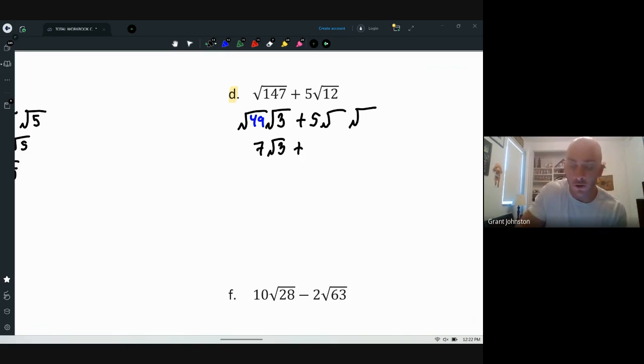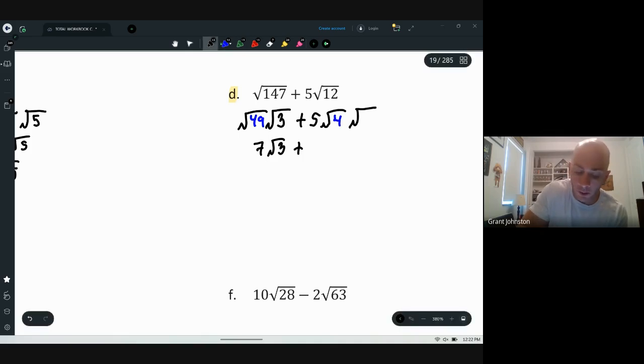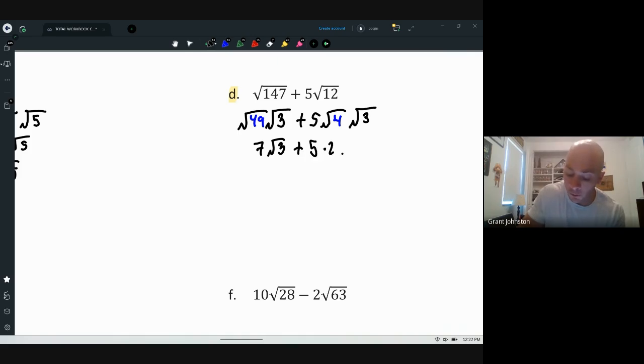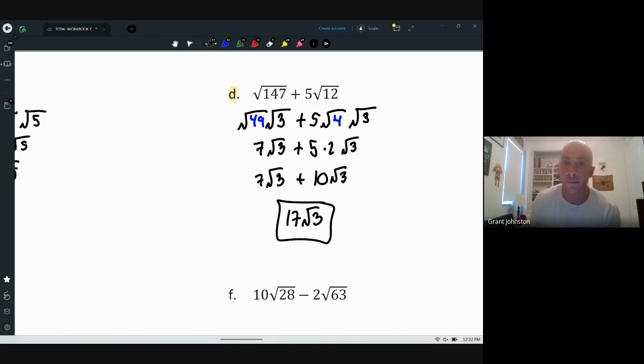With 12, I think we can just do 4. 4 times 3 is 12. So the square root of 4 turns into a 2. So this is going to be 5 times 2 is 10, 10 root 3. So I have 7 root 3 plus 10 root 3 is 17 root 3. Okay, so that's with the square root.